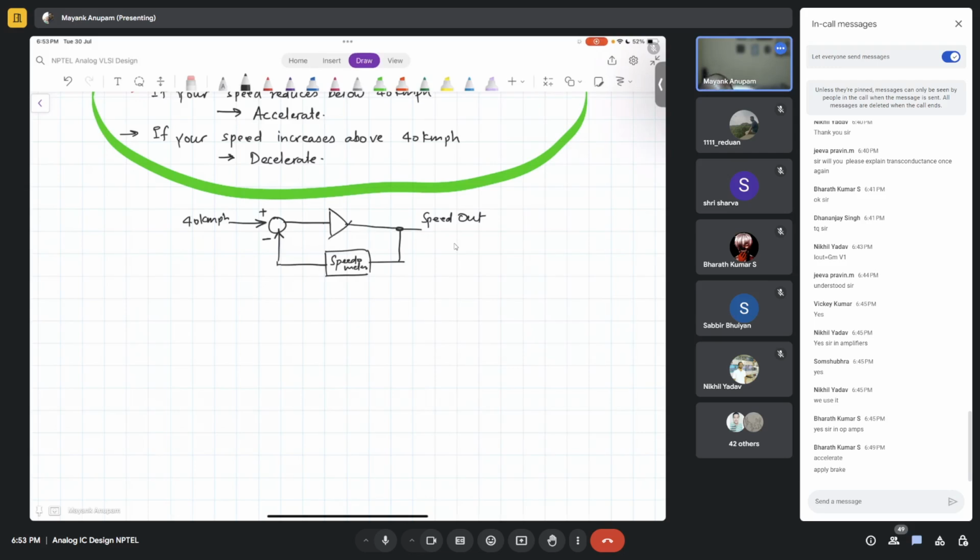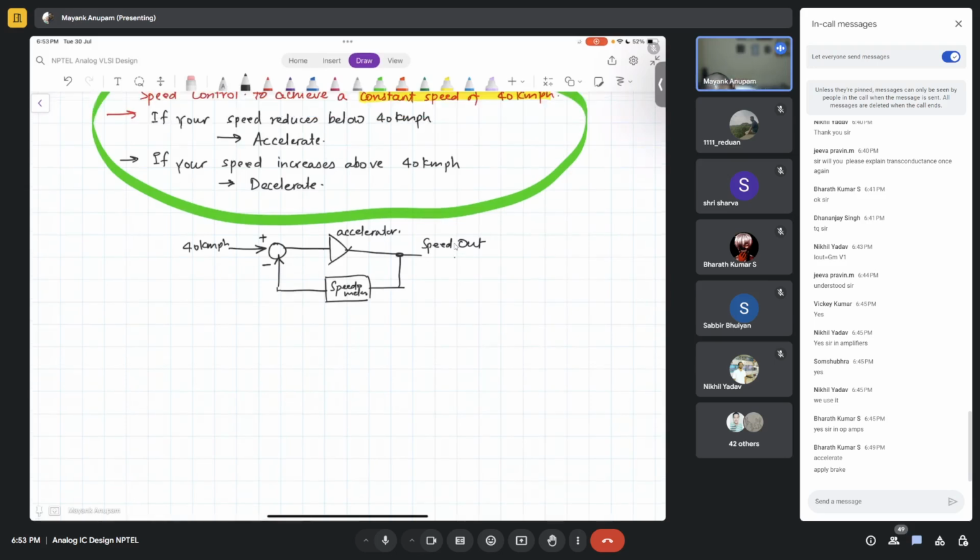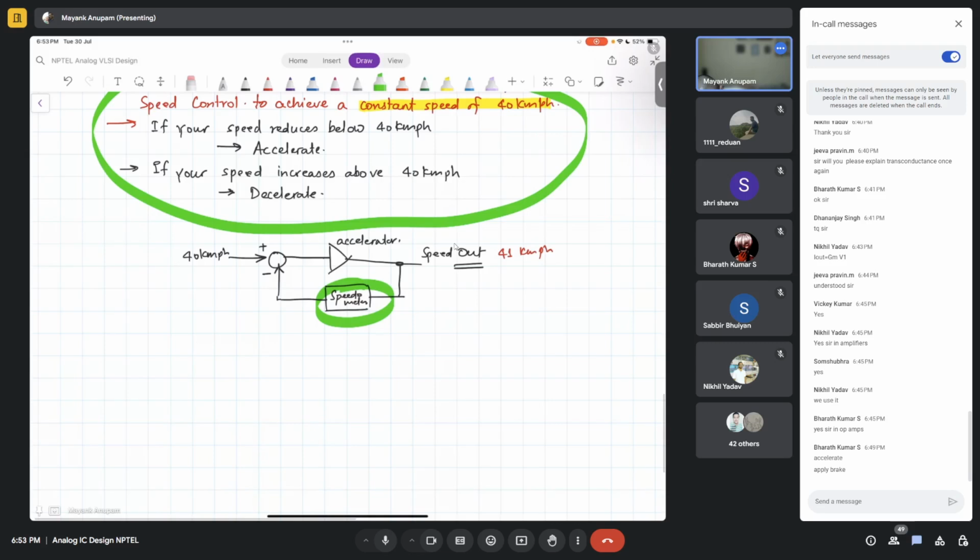You decelerate. So let's say this is the accelerator, right? If the speed output becomes 41 kmph, what will the system say? It will immediately be sensed here, isn't it? The system speedometer will sense that it is 41 kmph. 40 minus 41 will become how much? It will become minus 1 kmph, right?